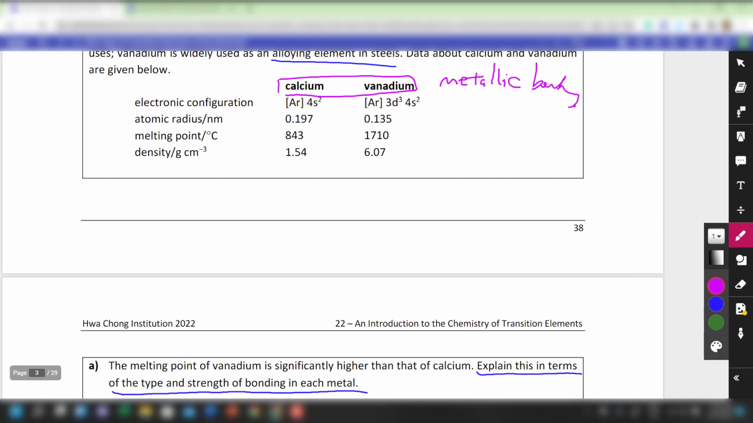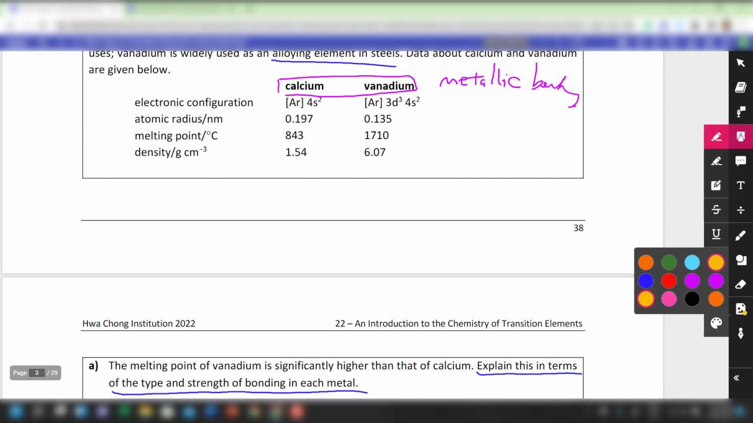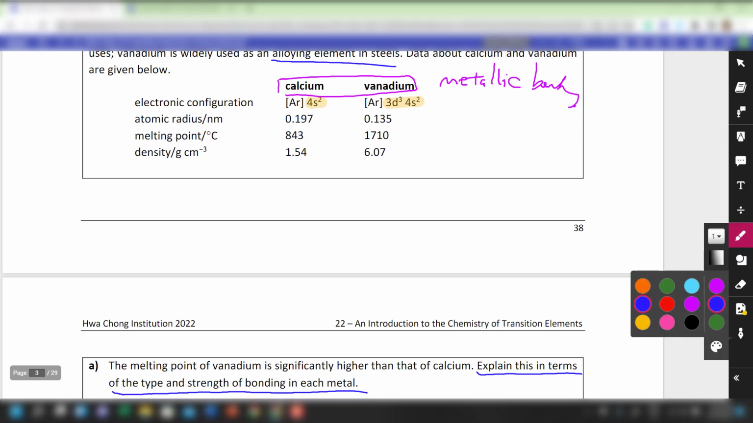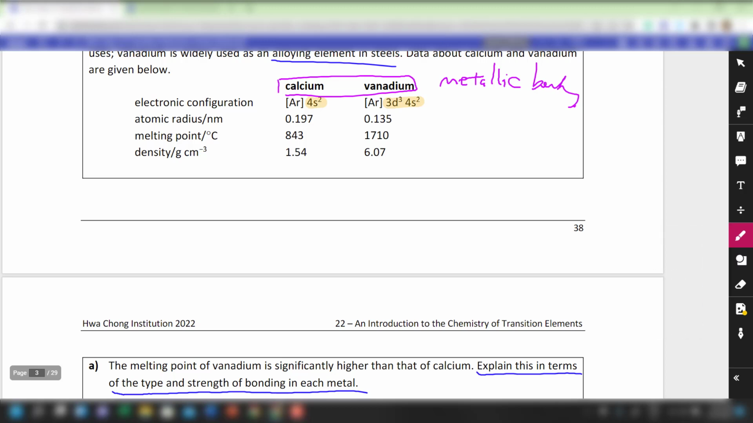However, for calcium, it's only able to contribute 2 electrons to the delocalized electrons. On the other hand, for vanadium, it is possible to contribute up to 5 electrons into the delocalized electrons. Because of that, after contributing 5 electrons, vanadium will exist in a higher oxidation state as compared to that of calcium.